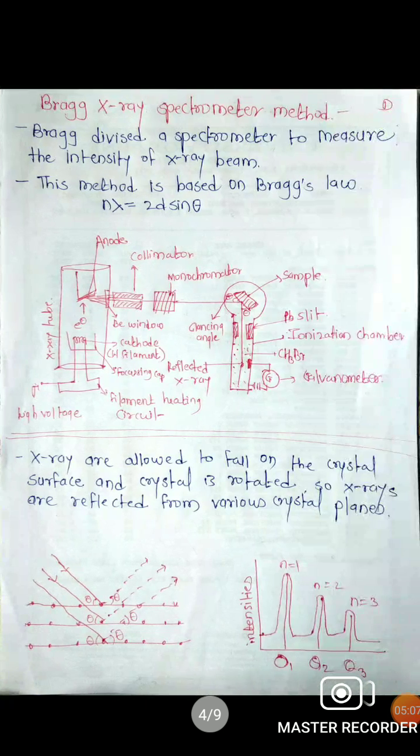Then the second method is the Bragg X-ray spectrometer method. This is the second method of X-ray diffraction, that is the Bragg X-ray spectrometer method. Here is the instrumentation, or the equipment, for the Bragg X-ray spectrometer. Bragg devised a spectrometer to measure the intensity of the X-ray beam, and this method is based on Bragg's law, that is n lambda equals 2d sin theta.